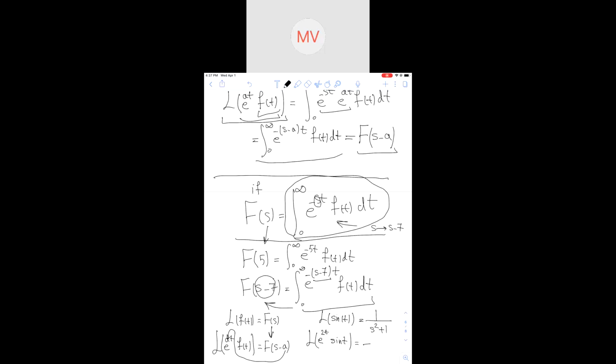So now you guys tell me, what is that? Laplace is going to be 1 over. What do I replace with what? I replace s with. So what do I put in there? Is it 2 or s minus 2?